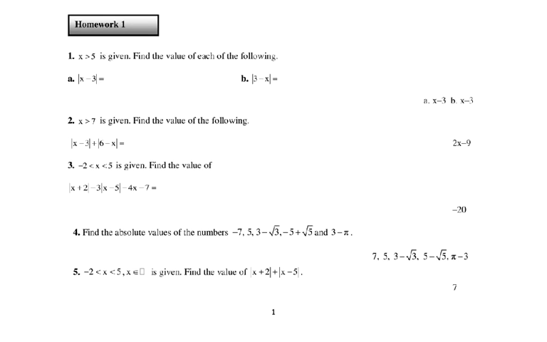Okay, in homework 1 we're going to work out some values of absolute values given a range. So here we can see we've got x bigger than 5 is given, and we want to find the value of the absolute value of x minus 3. So the important thing of all of these is to decide if it's positive or if it's negative. And the easiest way to do that is to substitute a value. So let's pick, let's say 6.